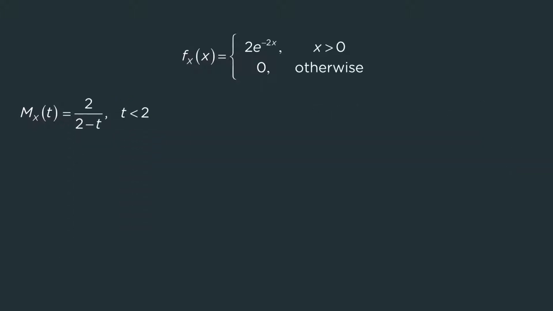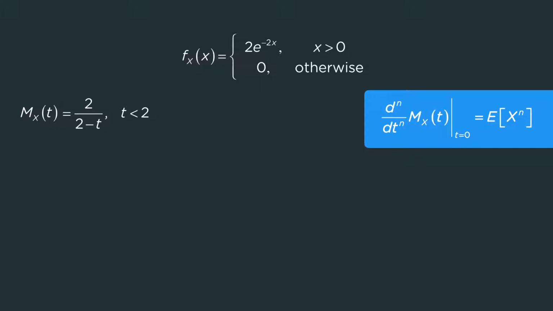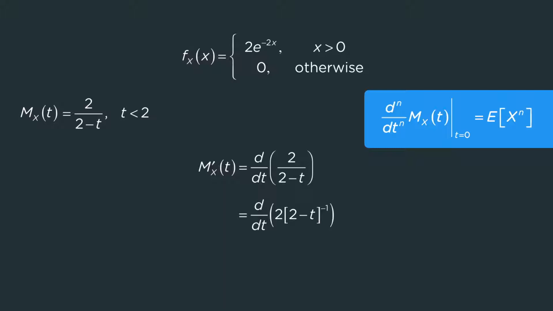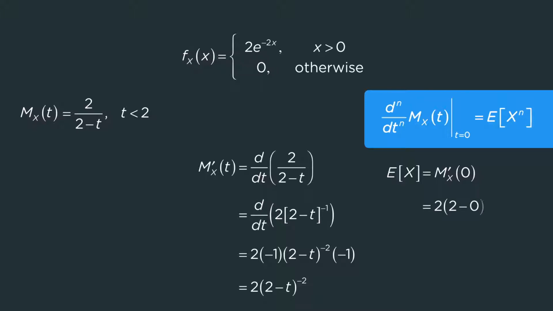Now, calculate the mean and variance. Remember, x's moments are calculated by differentiating and evaluating at 0. Start with the MGF's first derivative. Rewrite the MGF as 2 times the quantity 2 minus t raised to the negative 1. Apply the chain rule to produce 2 times the quantity 2 minus t raised to the negative 2. Assign t to 0 and calculate moment 1. Thus, x's mean equals 1/2.